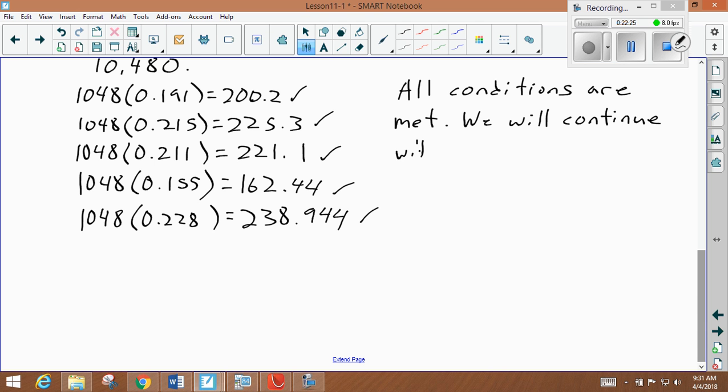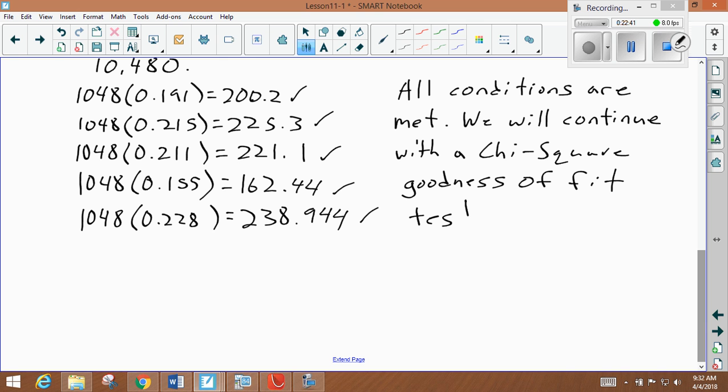We will continue with a chi-square goodness of fit test. Pretty much we got it in right there. Let's get our test statistic in. Chi-squared is going to be equal to. And we're going to need to get back up to that table.